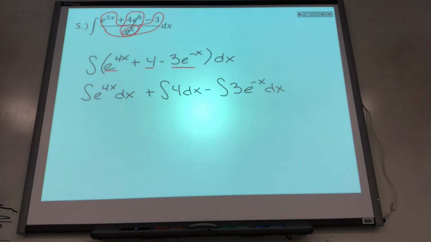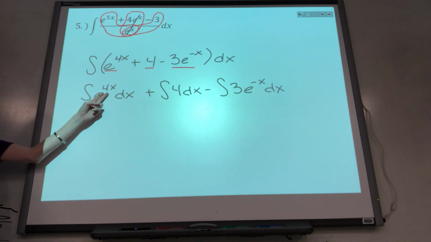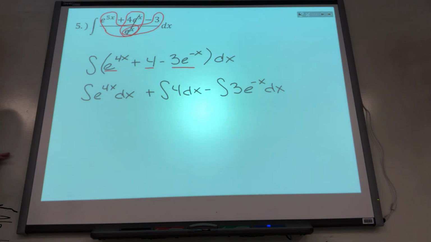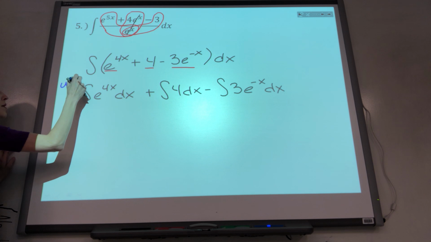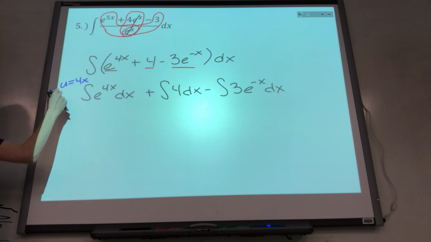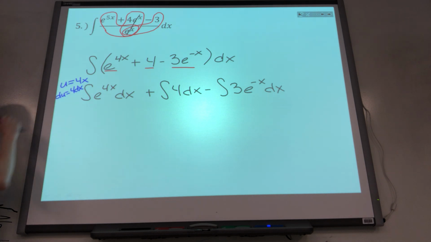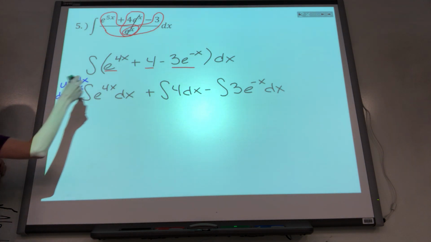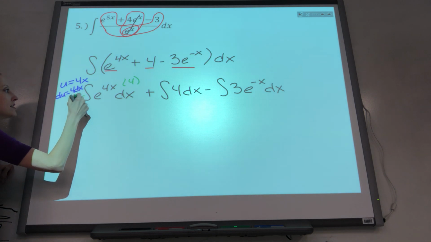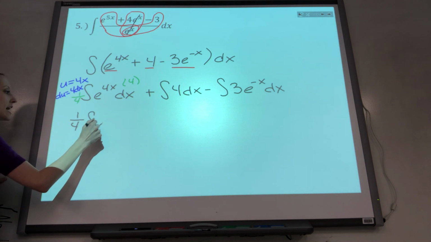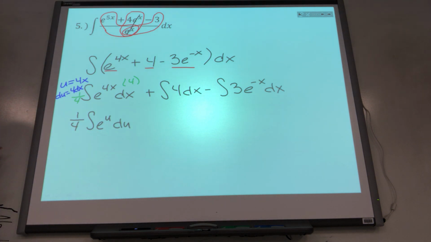There we go. Now for the first part, anytime e is to a power other than x, most of the time that power is going to be your u. And then du is going to be 4 dx. So with this first part, you need a 4 in here, so we'll have to pull out a 1/4. All right, and that'll turn into 1/4 times the integral of e to the u du.